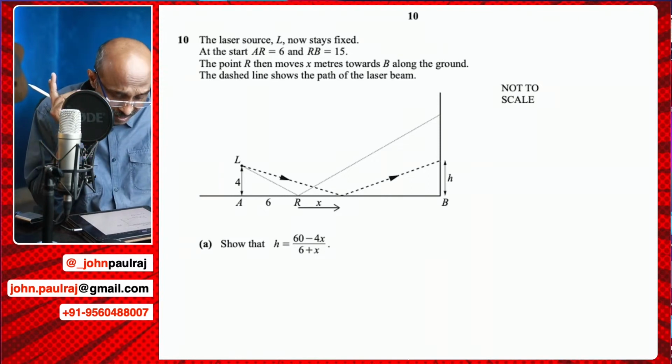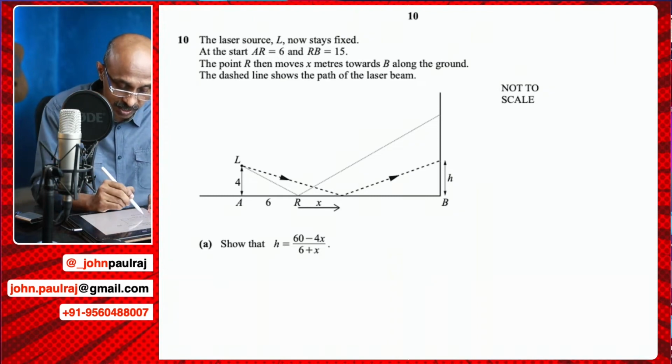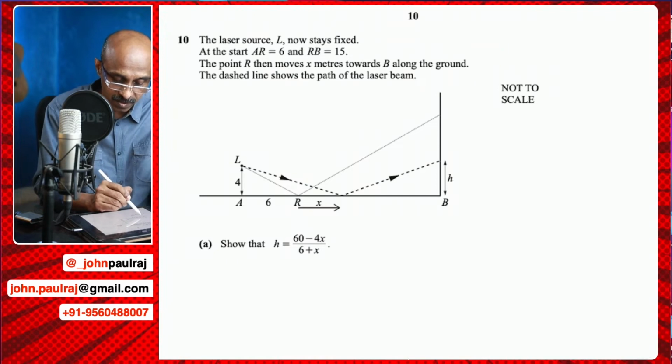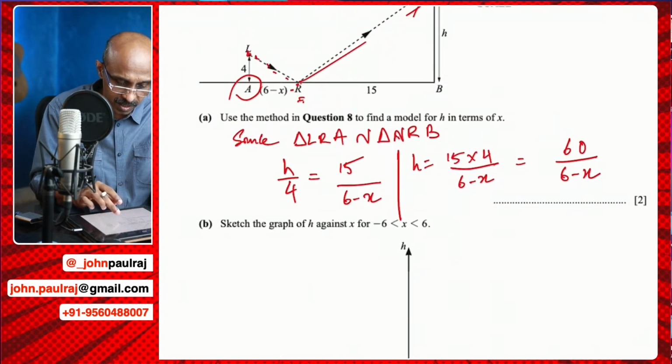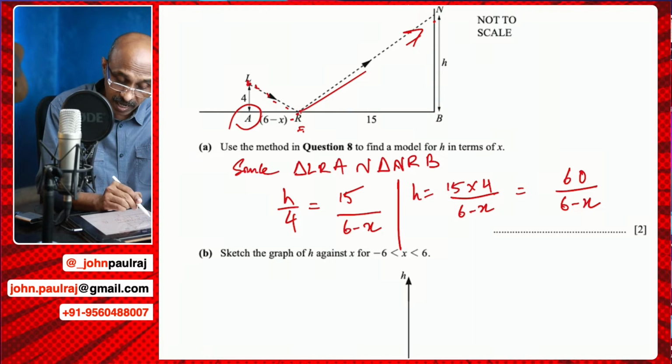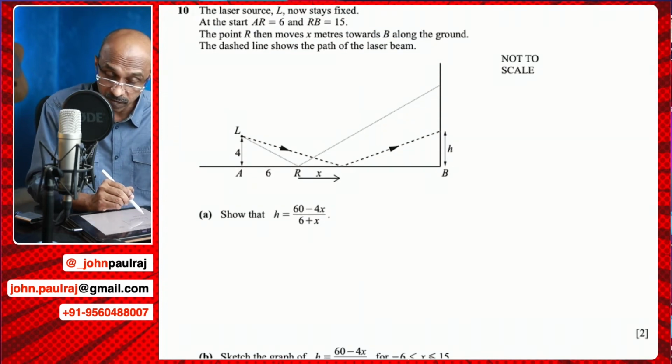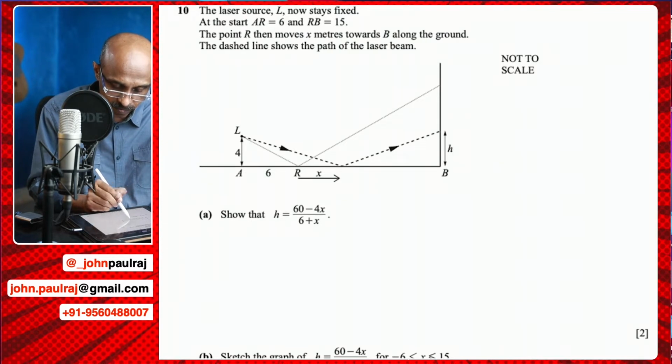The laser source L now stays fixed. Okay, now the L is fixed. At the start, AR is equal to 6. That's how we started. And RB was 15, correct? The point R then moves x meters towards B along the ground. Now this time L is remaining fixed. In the earlier case, question number 9, we saw that L moved and R was fixed. Now L is remaining fixed. The source of that laser beam is fixed, whereas this point R is moving towards the wall.